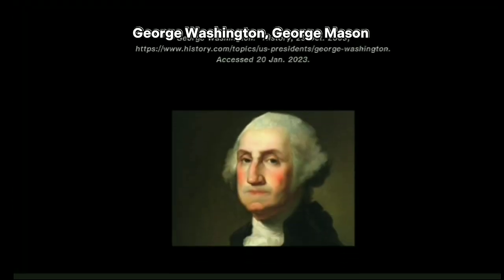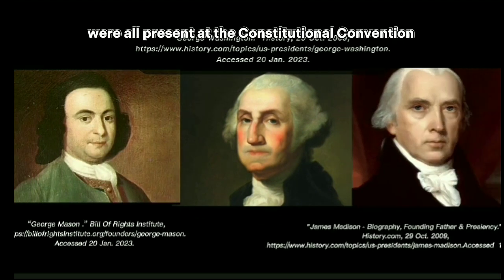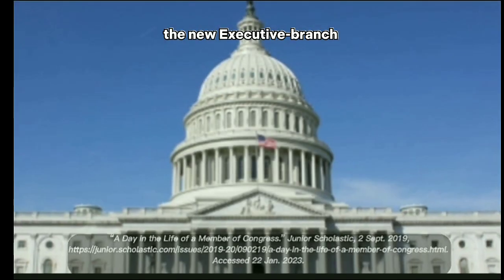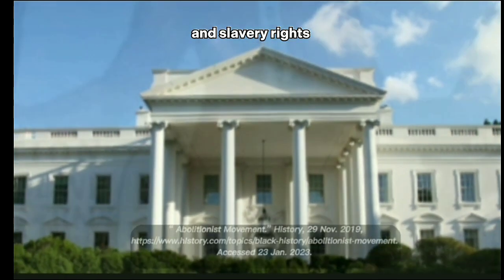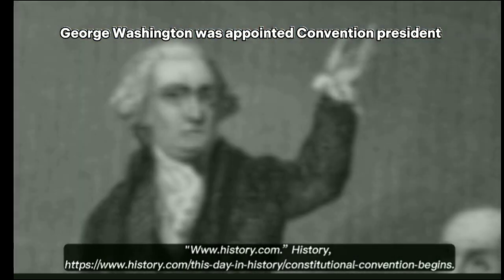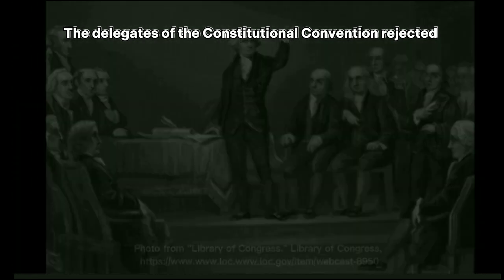Many founding fathers, such as George Washington, George Mason, and James Madison, were all present at the Constitutional Convention. The topics that were discussed at the convention consisted of representation in Congress, the new executive branch, and slavery rights. George Washington was appointed convention president. The delegates of the Constitutional Convention rejected the Articles of Confederation and created the first written Constitution.